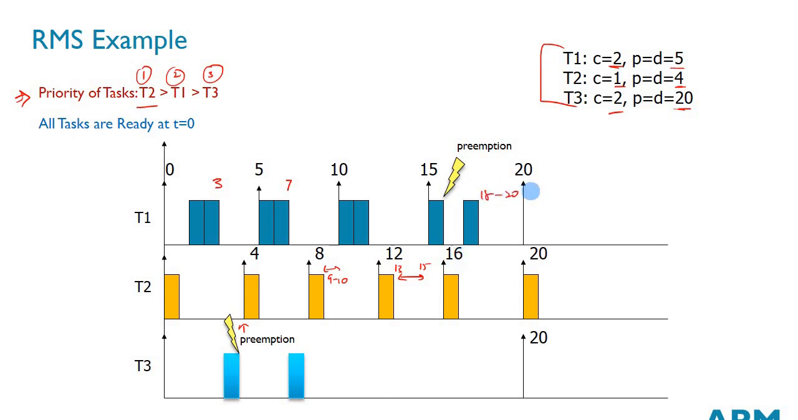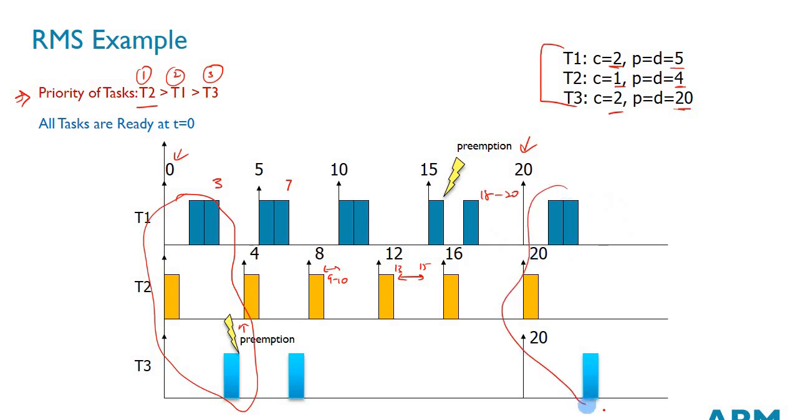Nobody is using it, and again at 20 you have the next iteration of T2. And then you start again, and T3 comes in. So T3, T2, T1, if you notice, all of them will trigger again exactly at t equals 20. At t equals 20, it is exactly the same as t equals 0, because all three tasks are ready together at the same time. And this behavior is exactly what is repeating itself over here.